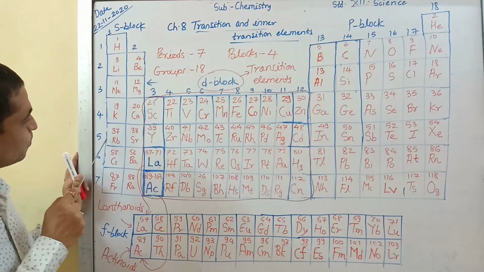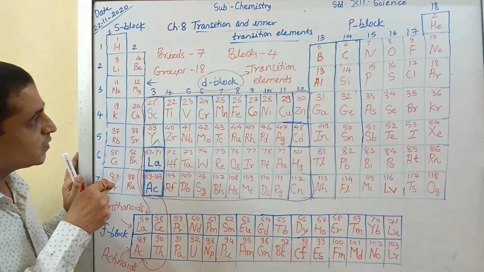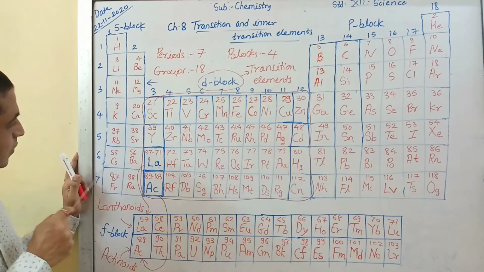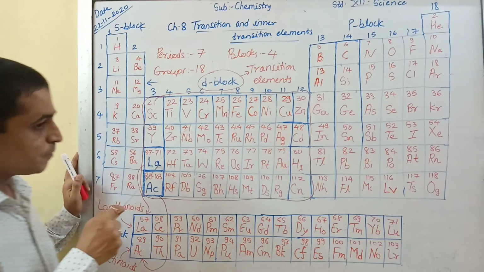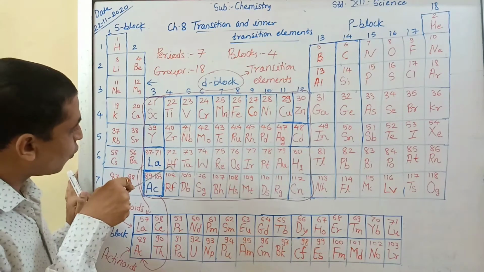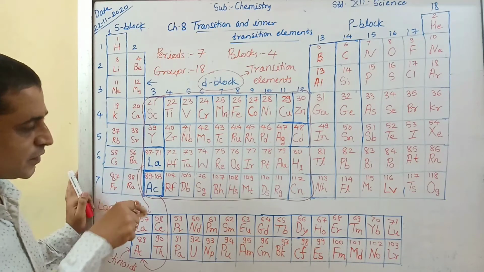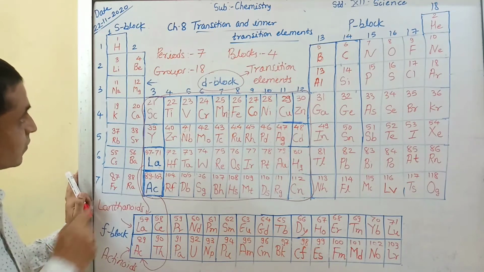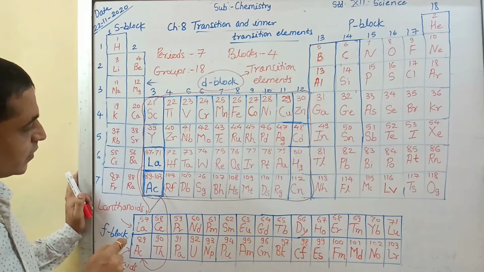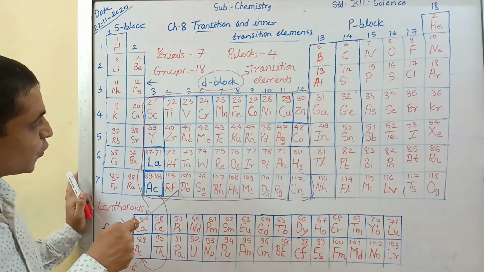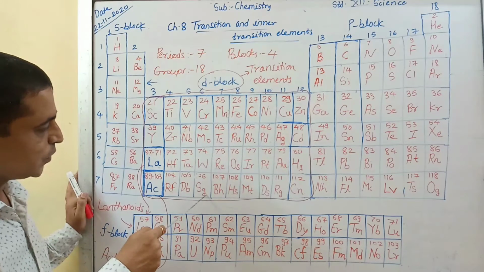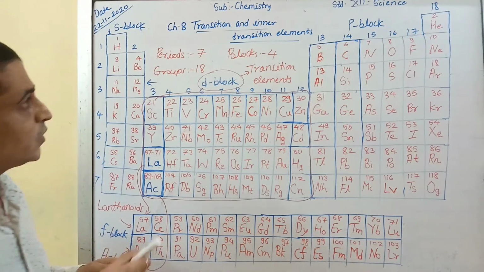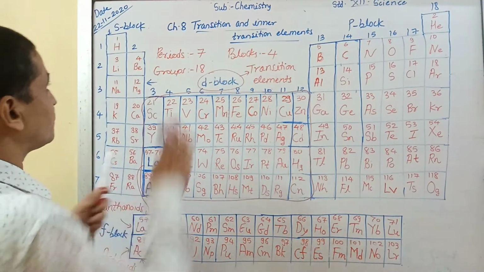Elements belonging to period 5 are called the 4d series because in them the last electron enters the 4d subshell. The elements belonging to the 6th period are called elements of the 5d series because in them the last electron enters the 5d subshell. And the elements belonging to the 7th period are called elements of the 6d series because in them the last electron enters the 6d subshell. So you get 4 series of d block elements.